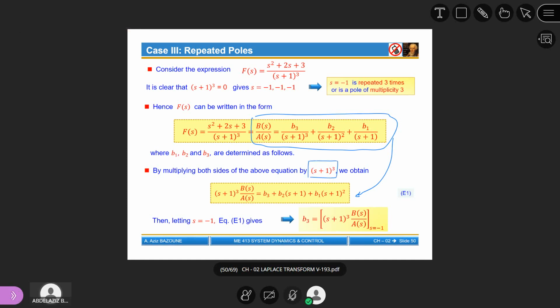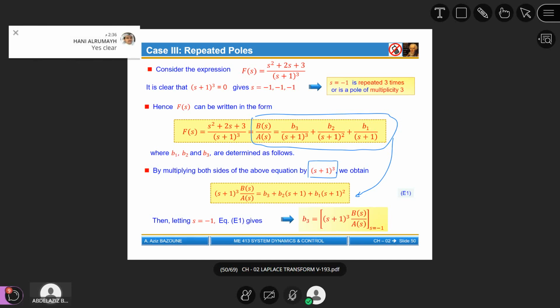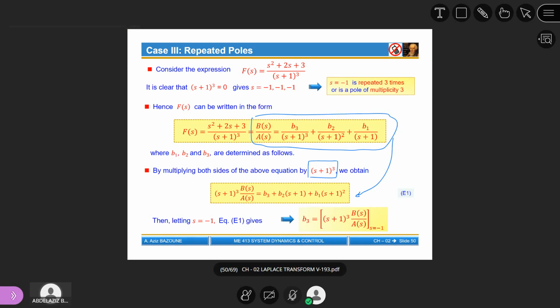Now, Shabab, if we multiply both sides and I substitute s is equal to minus 1 here, this will be 0 and this will be 0. And this will give me b3 equal to this amount. So b3 will be equal to s plus 1 cubed times B(s) over A(s) when s is equal to minus 1.